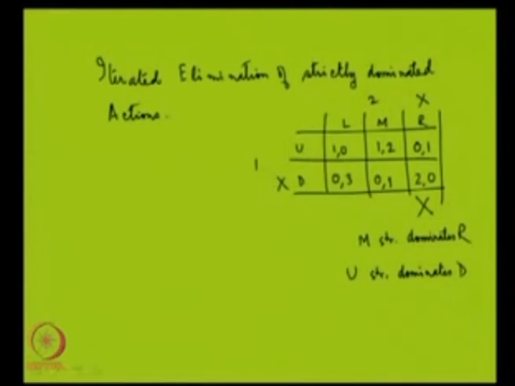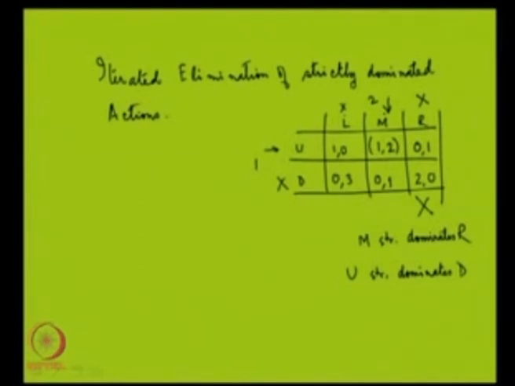And if that is the case, then 1 is left with U, and basically 2 has to choose whether he will choose L or M. And obviously 2 is greater than 1, so M is chosen by 2 and U is chosen by 1, and 1, 2 is the payoff to the players. So this is known as iterated elimination of strictly dominated actions.